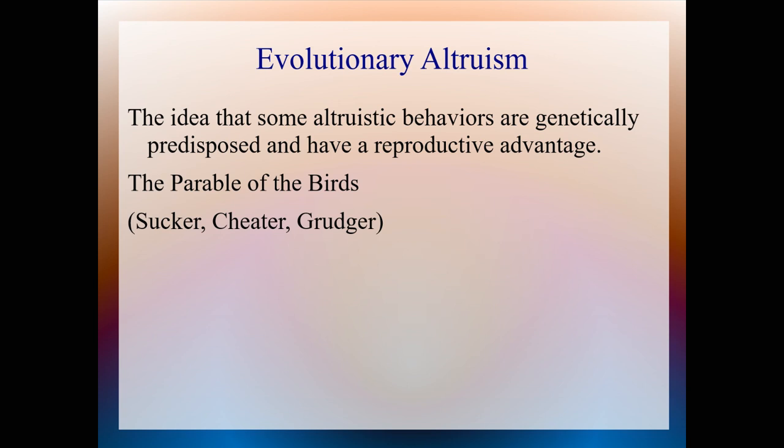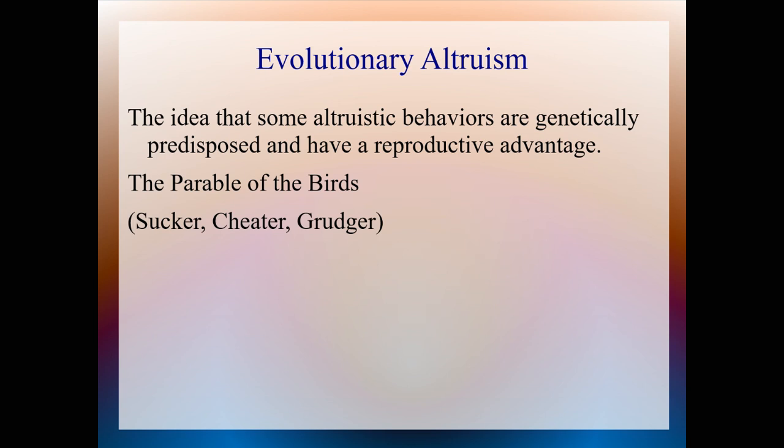But now let's add a third bird into the mix. This bird is a grudger. This bird is one that will present itself for grooming to anybody, and will groom any other bird, provided that that bird has never refused to groom them. So, if a grudger presents itself to a sucker, the sucker is going to groom it. If he presents himself to a cheater, the cheater is not going to groom him. So then that grudger will never groom that cheater.